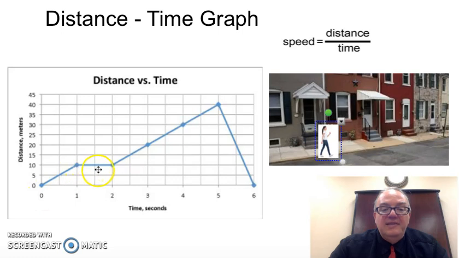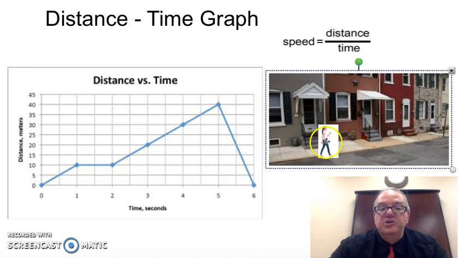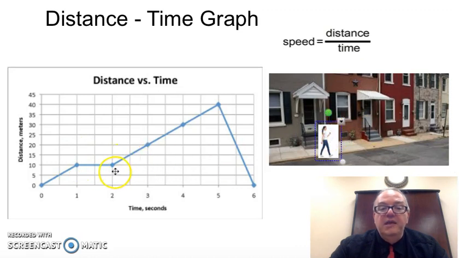So what happened in the second? You do not have any distance being traveled, but you have time passing. So this lady is just standing there. On a distance time graph, you have flat lines whenever there is no movement or no motion, but time is passing. So look what happened on the next second.